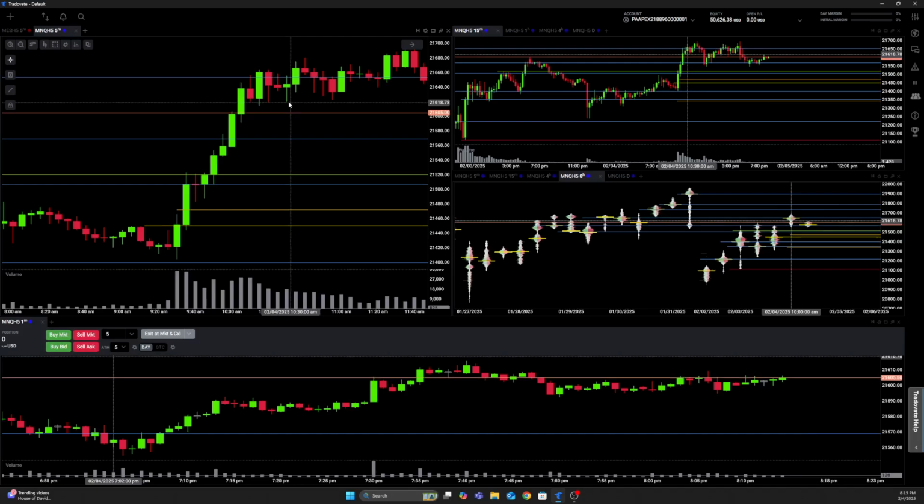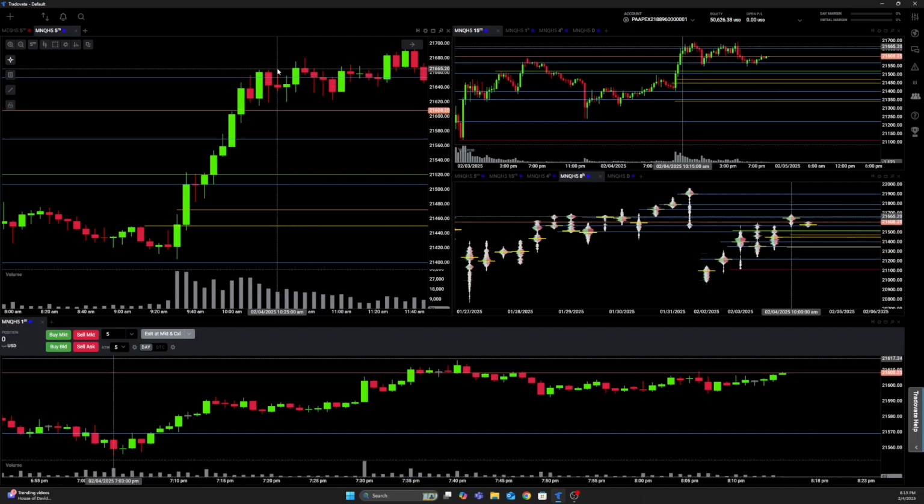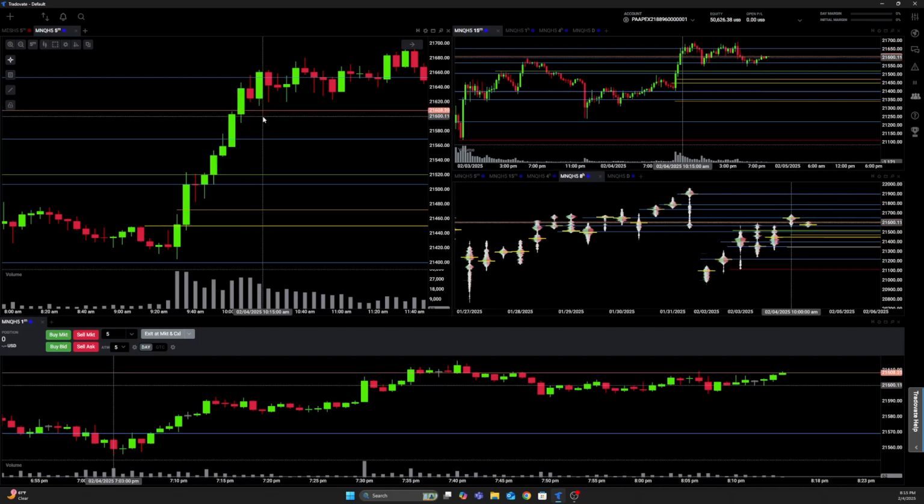My first take profit was just a few points below this wick here. It was down here at 616. My stop loss was above high of day. My first take profit was this swing low, this little candle wick here. The second was at 21,600.